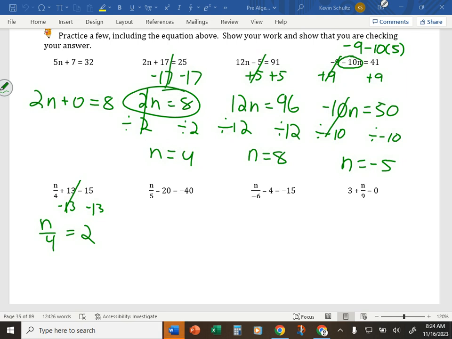Okay? N divided by 4 equals 2. If you want to, we can do the same thing that we did in PO17. Write that out horizontally so we can see that division better.